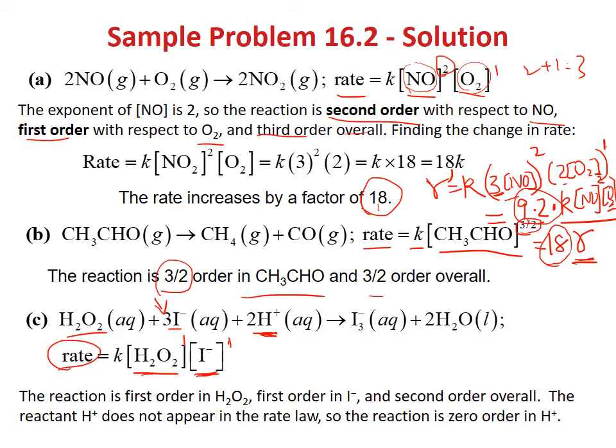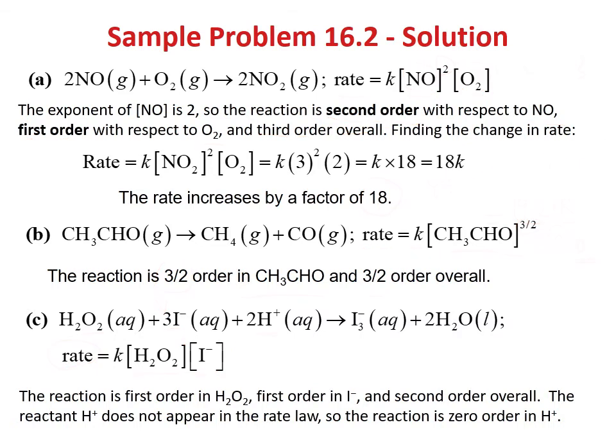This sample problem again shows that the rate law cannot be predicted by the coefficients of the balanced overall reaction. For example, in C, iodide has a coefficient of 3, but the rate law is first order with respect to iodide. And the hydrogen ion has a coefficient of 2, but it doesn't appear in the rate law, so it's zero order with respect to hydrogen ion. The rate law can be obtained by either experiment or by mechanism, which we're going to discuss later.